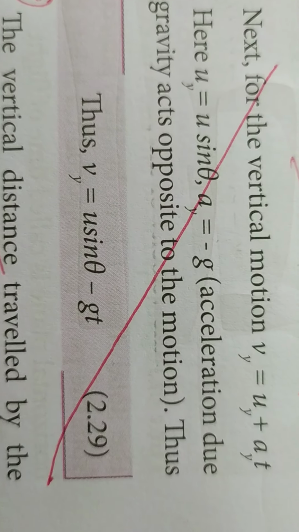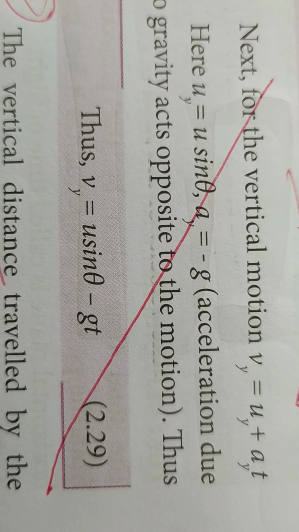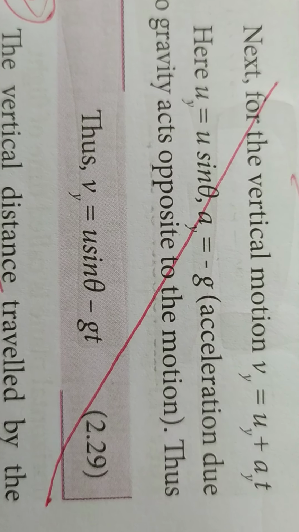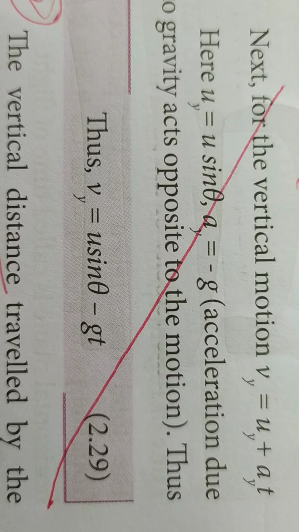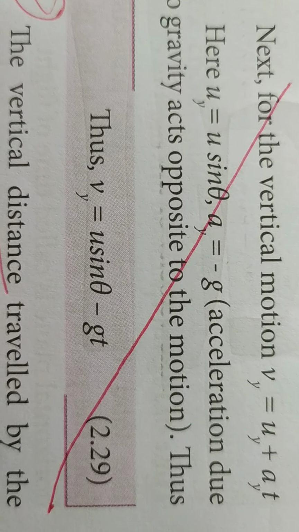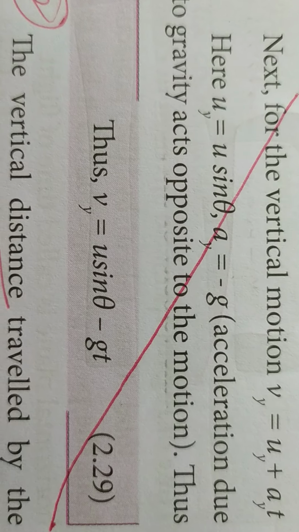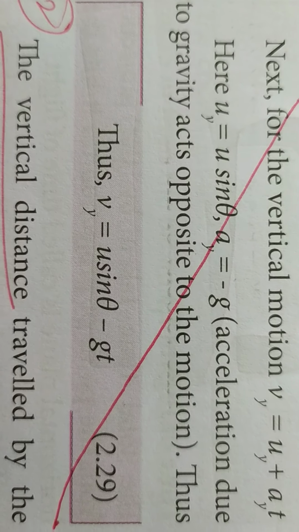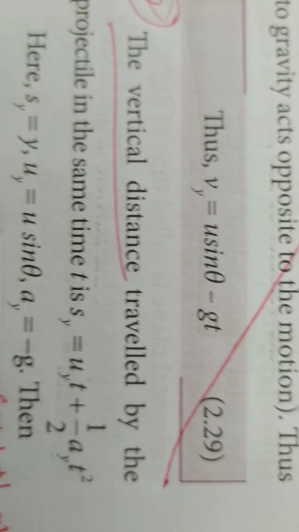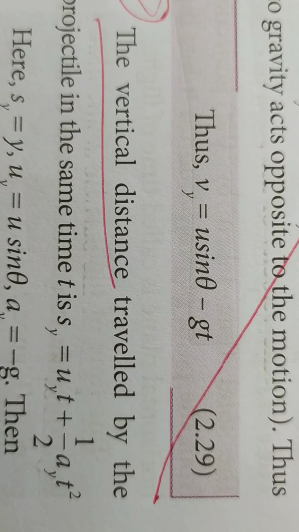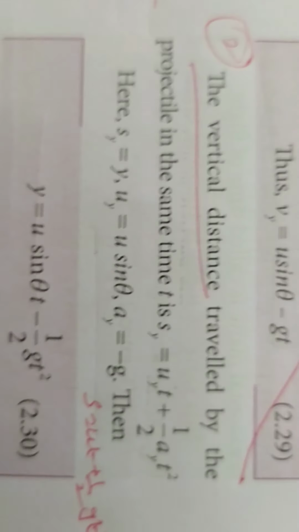For the vertical motion also you can write Vy is equal to Uy plus ayt. Here Uy becomes u sin theta since it is vertical motion, and ay is equal to minus g because the acceleration is in the opposite direction. Substituting this, Vy is equal to u sin theta minus gt.